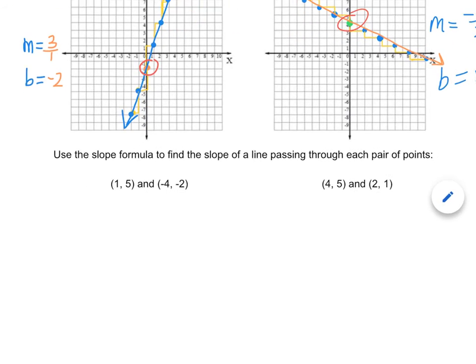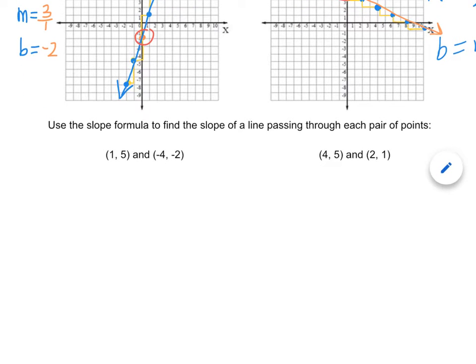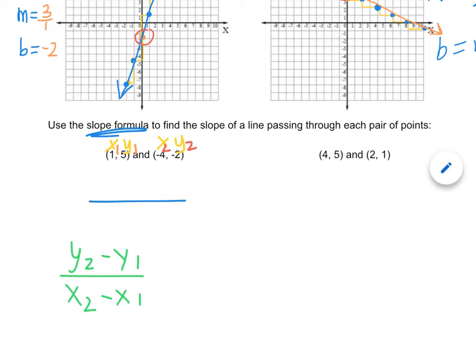Okay, moving on, we thought it would be helpful for you to practice using the slope formula that we kind of started back in the beginning. Y2 minus Y1 over X2 minus X1. So label your ordered pairs first. Remember, it's an X and a Y. And then we put 1s by the first ordered pair, and then we put 2s by the second ordered pair. Okay, now we just substitute that into the formula.